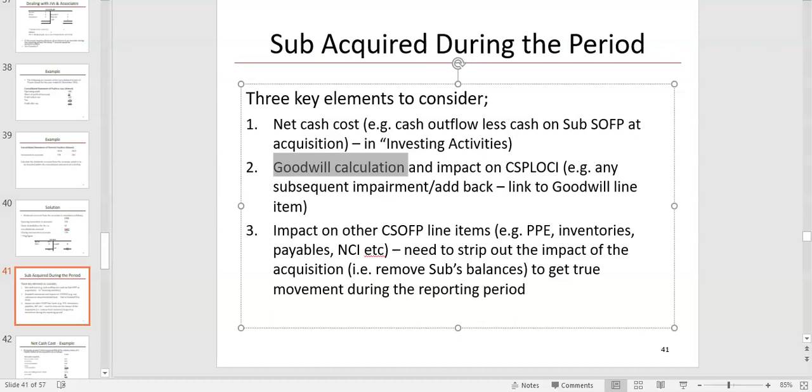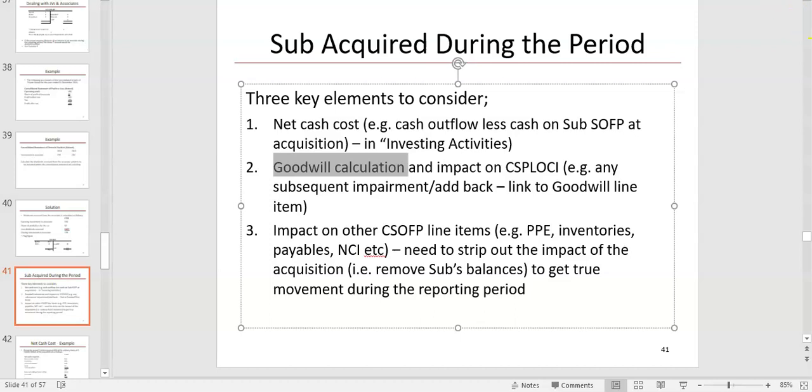If you're trying to reconcile goodwill, one reason to explain the movement in goodwill will be the acquisition of the subsidiary during the year. So you might have to calculate goodwill under IFRS 3 and compare it to what the closing balance is. That's a tricky one you'll see in some of those exam questions.